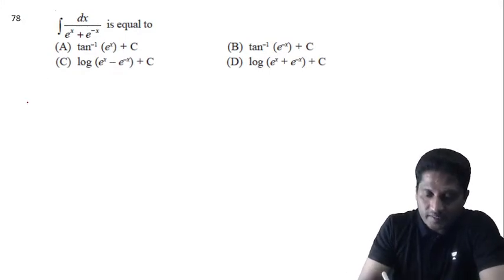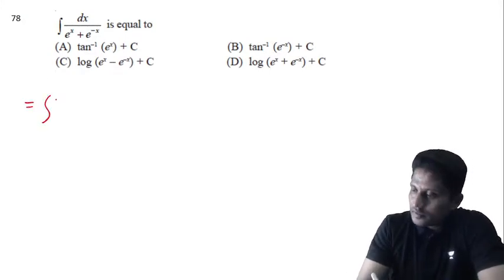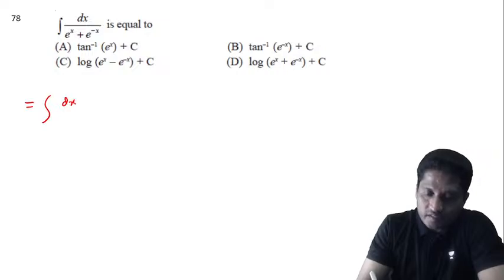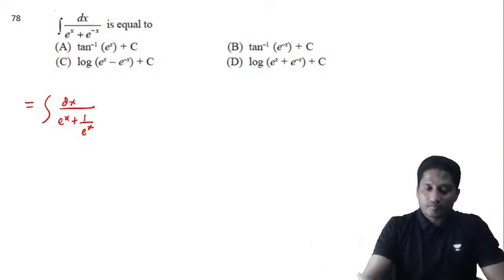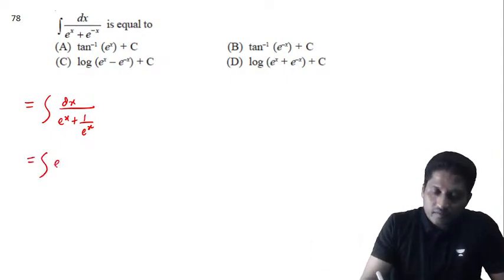Question number 78. This can be written as integration dx divided by e power x. E power minus x can be written as 1 by e power x. You cross multiply and shift to numerator: e power x dx divided by (1 plus e power x) the whole square.